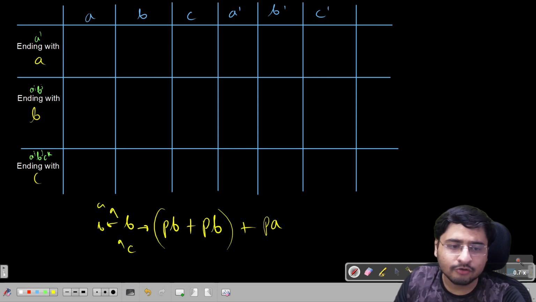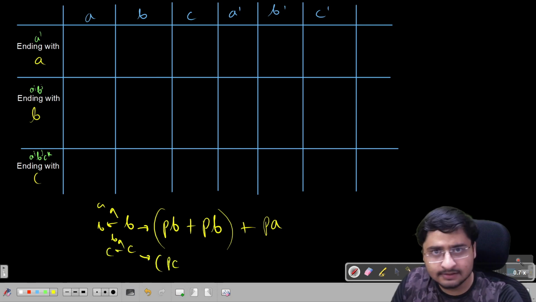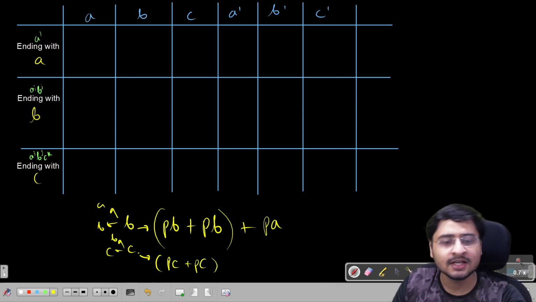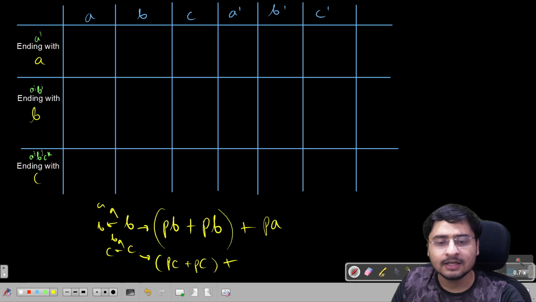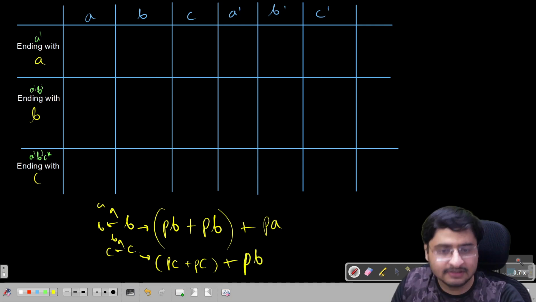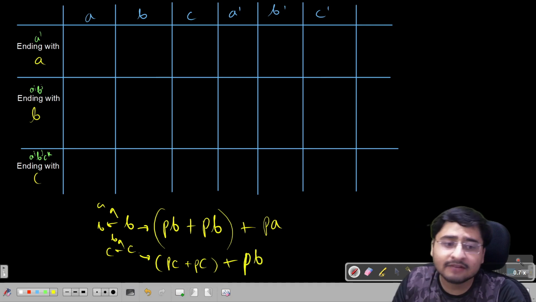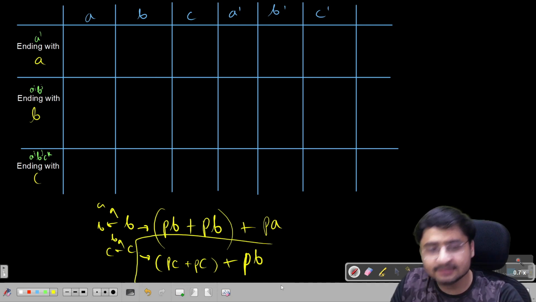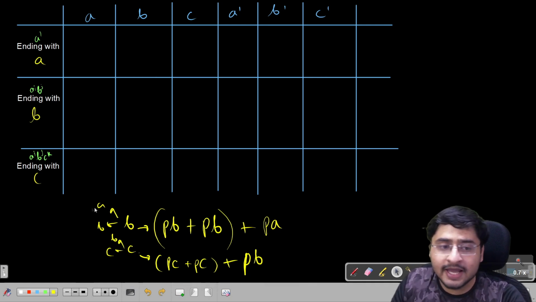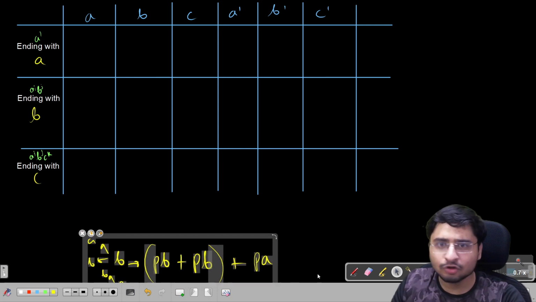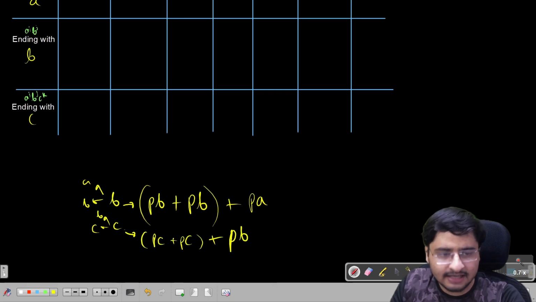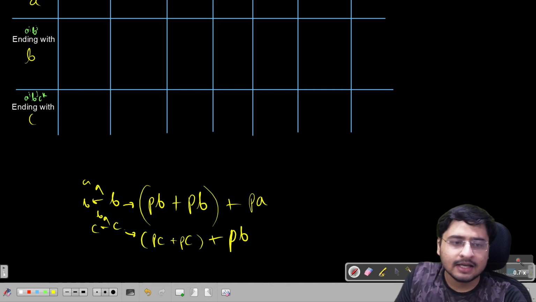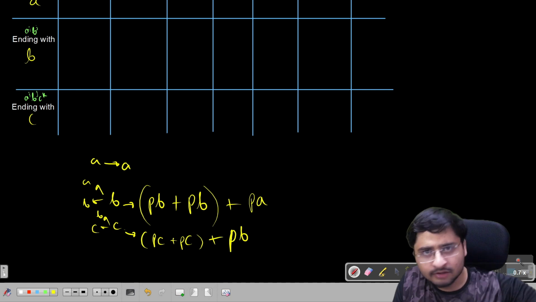C can stand in front of B and C. So in case of C, the formula would be previous C's plus, again, previous C's, because C can also stand in front of the C's. So previous C's plus whatever the count of previous B's is, because this new C can also stand in front of previous B's. So this is the formula itself. But what about A? B can stand in front of A and B. C can stand in front of B and C. A can stand in front of previous A's, whatever A's are there.